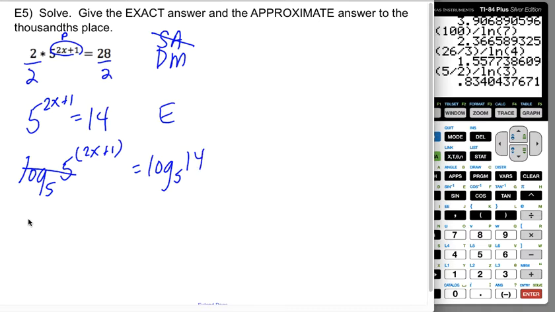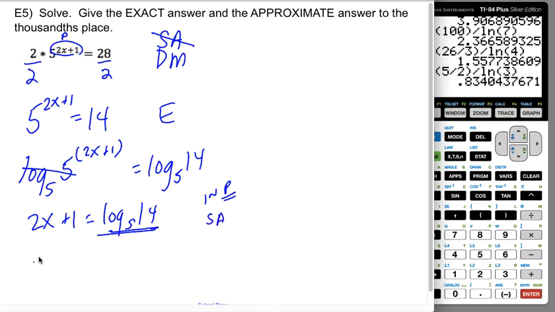So I get 2x plus 1 equals the log base 5 of 14. Now this whole thing, log base 5 of 14, is a number. So everything else I'm about to do doesn't change that it is the log base 5 of 14. Now I go back inside the parentheses, and I reset and start SADMAP again.